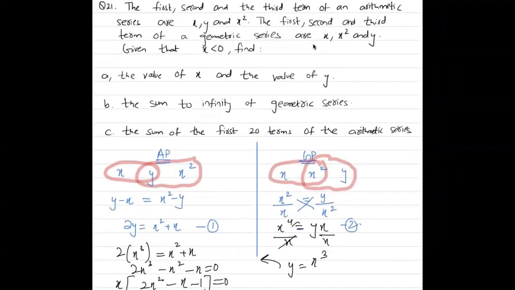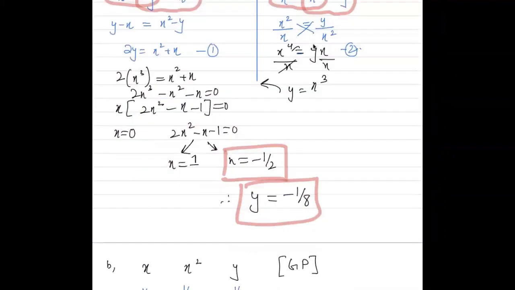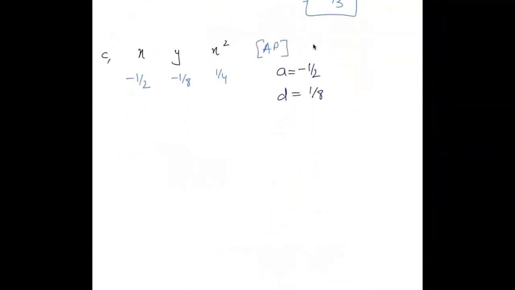You have been asked to find the sum of the first 20 terms. So you have to find S20. The formula for the sum Sn of an arithmetic progression was equal to n upon 2 times 2a plus n minus 1 times d.